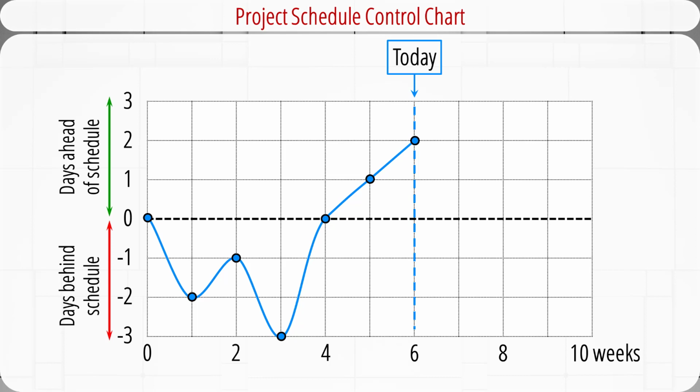At the end of the first week, the project is behind schedule by 2 days. At the end of the second week, the project is behind schedule by 1 day. At the end of the third week, the project is behind schedule by 3 days. By the end of the fourth week, the project is back on schedule. And after that, the project is ahead of schedule. Overall, it shows the project was behind schedule early in the project. The plot suggests corrective actions brought the project back on track after the fourth week.